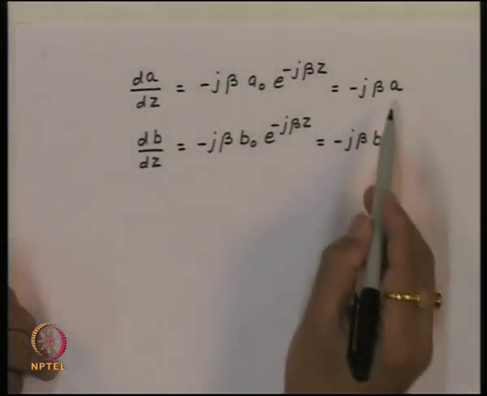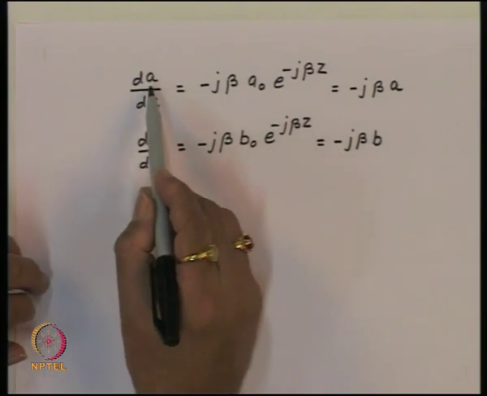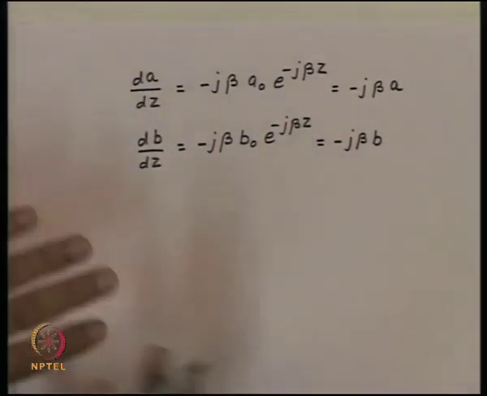So these are the differential equations by which the signals propagating on waveguide A and B are governed when they are not interacting with each other.